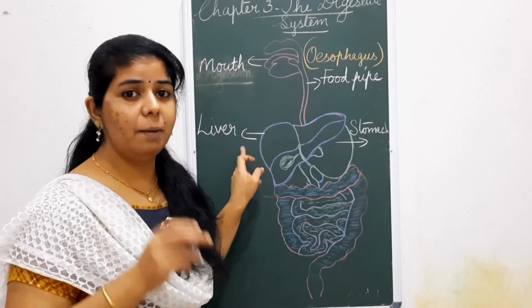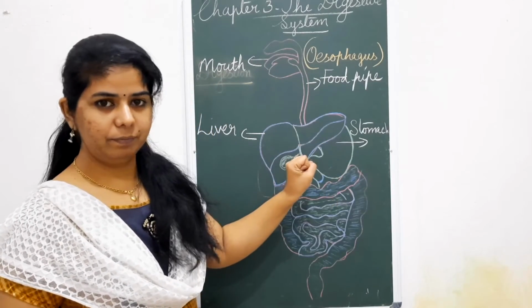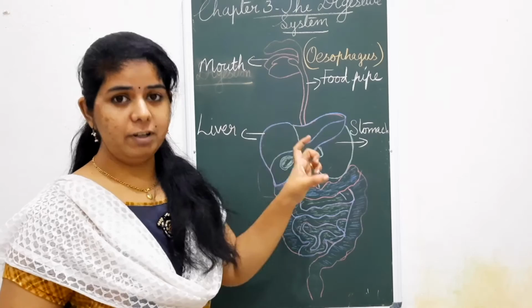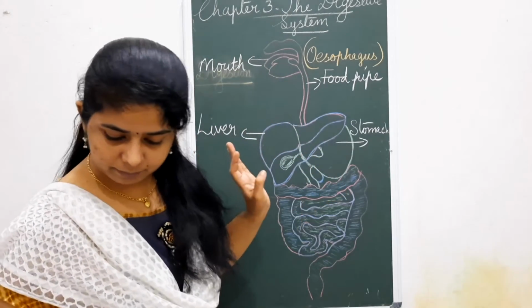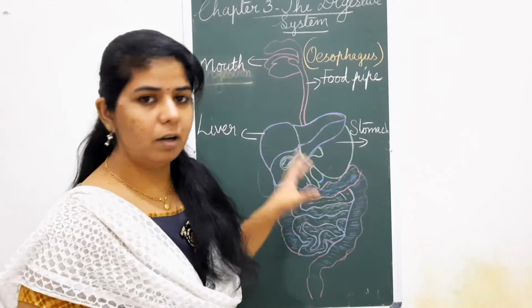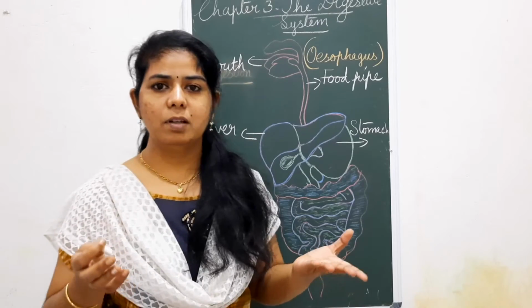which is secreting a bile juice which helps us in the digestion. Clear? The largest and heaviest organ inside our body is the liver. That is clear. Now what is happening to the food in the stomach?